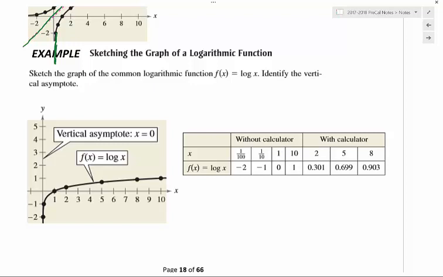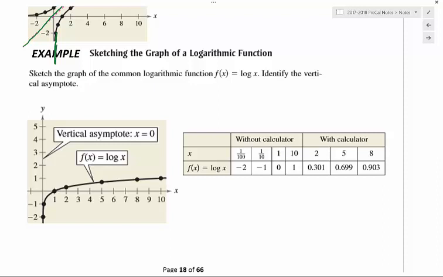Well, without a calculator, we can plug in and say, if I have log base 10 of 1 over 100, then it is negative 2. If I have log base 10 of 1 over 10, it is negative 1. Log base 10 of 1 is 0. Log base 10 of 10 is 1. And so I get this slight curve up. But notice that no matter how far it goes down, it is just getting increasingly smaller as a decimal, but it is never hitting 0.